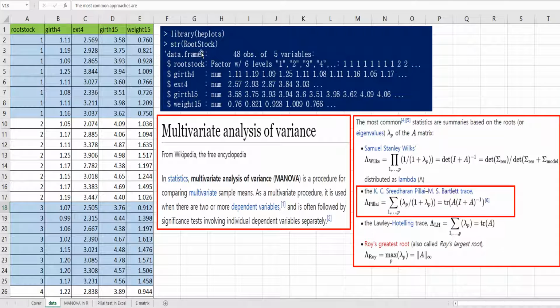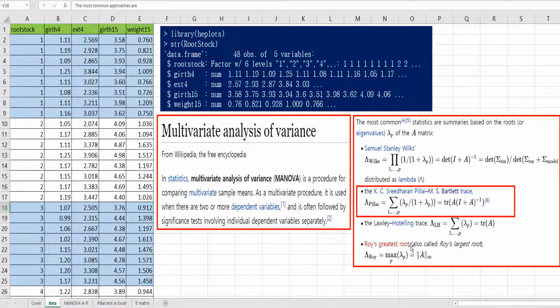As you can see, the rootstock variable is saved as a categorical variable, and the other four variables are saved as continuous variables. In summary, we want to test whether the average of the four continuous variables by rootstock variable is statistically different. According to Wikipedia, MANOVA is a procedure for comparing multivariate sample means.